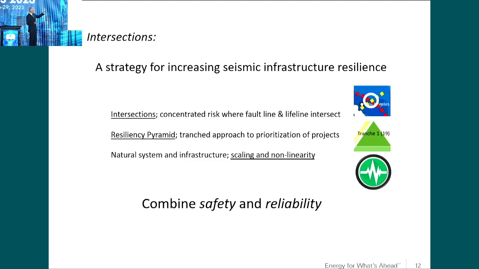So with that, just a quick recap. Intersections, the little icon shows you there's Cajon Pass, and then there's that resiliency triangle pyramid. And again, it's not just linear, it's even more focused at the top. So that even strengthens our resolve to really focus in on our most critical facilities as we work towards spending our ratepayers' dollars efficiently to achieve seismic resiliency throughout our system.